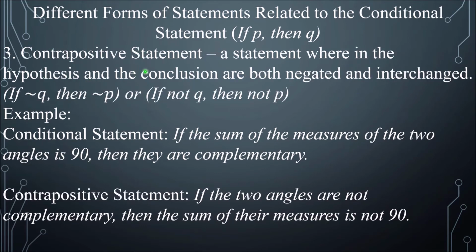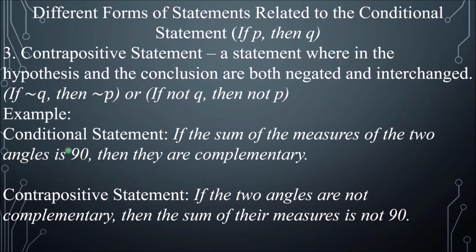Number 3, contrapositive statement. A statement wherein the hypothesis and the conclusion are both negated and interchanged. In symbol, if not Q, then not P. So as you can see, in other words, contrapositive statement is a combination of converse and inverse.